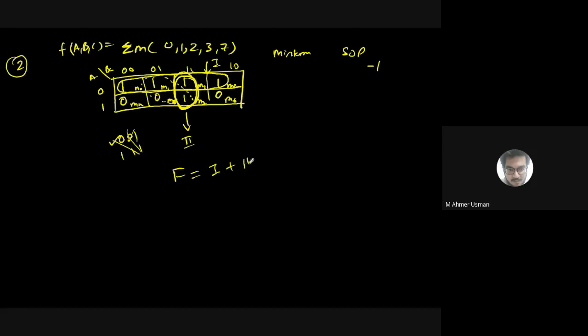What is common in 1? Can someone tell me? A is common, and A is 0 over here, so it is nothing but A bar. What is common in group number 2? B and C are common, and both the values of B and C are 1, so it will be nothing but BC. So we are getting the value as A bar plus BC. Is it clear? Yes, sir.